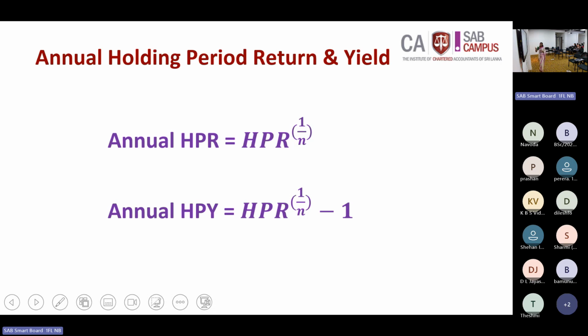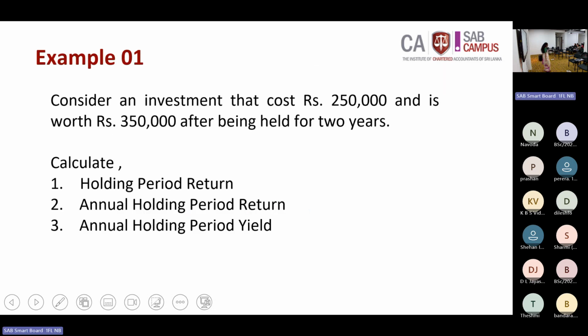Right. Okay. Annual holding period return equals holding period return to the power 1 over n. Why are we taking the power 1 over n? It gives us the annualized amount. Again, to convert this annualized holding period return into the yield, from the calculated value subtract 1, that gives us the percentage. Very basic things. Okay, we'll do question number 1.